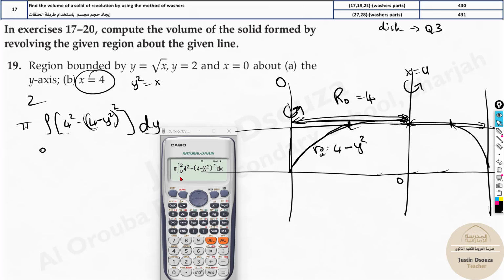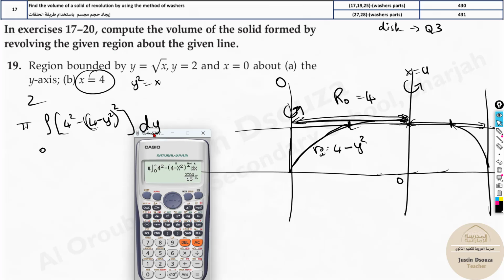I've just typed this equation as it is. It's pi integral 0 to 2, (4 minus, when there is more than one term, please use the bracket, 4 minus... There is no y variable in calculators, so write it as y, but in the calculator just put it as alpha x, square, whole square dx. What is the answer? It is 224 by 15 pi.